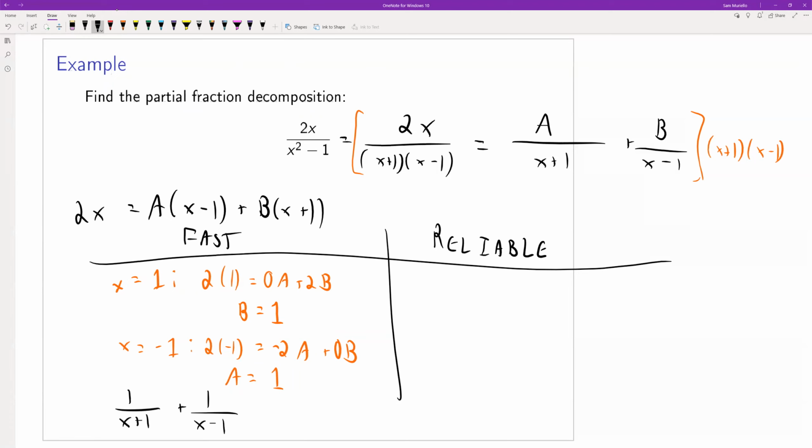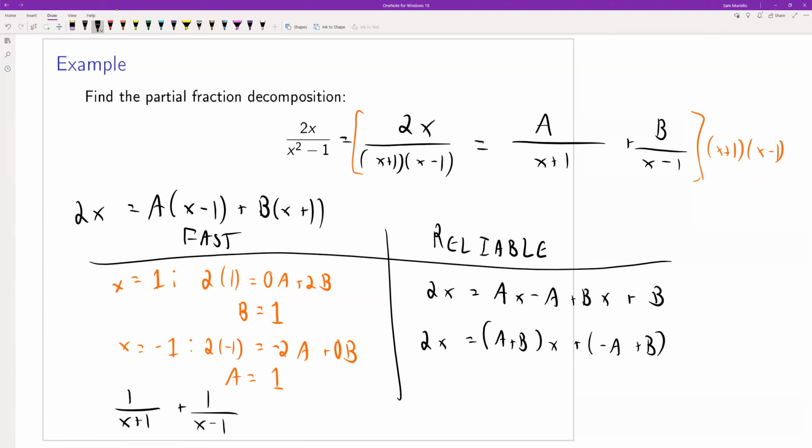You plug in numbers that cause some of the variables to drop out, and you repeat this until you've got all your answers. The reliable method does not involve plugging in for x at all. Instead, we will factor both sides, or FOIL and distribute on both sides. 2x would be ax minus a plus bx plus b. We will then group by variable. 2x is equal to a plus b x plus negative a plus b.